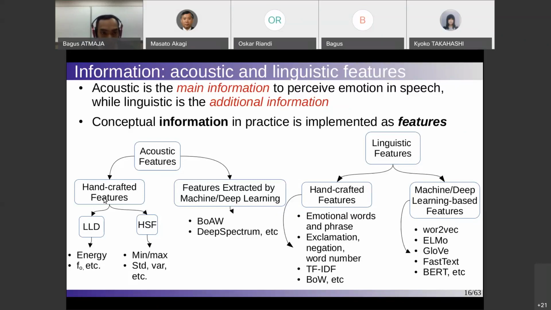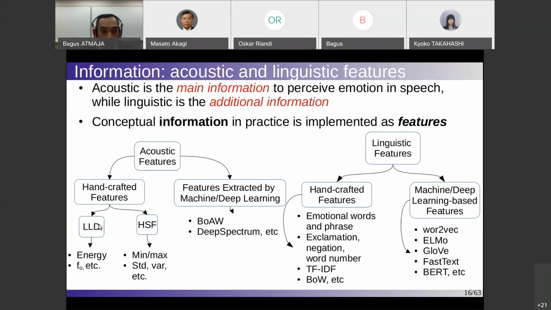And also we can divide handcrafted features into two. The first is LLD, low-level descriptors, like F0, energy, formant, spectral information, and others. And also, instead of obtaining LLD, we can calculate statistical functions. So it is called high-level statistical features. In this case, we only calculate mean value, max value, standard deviation, variance, and other statistical functions.